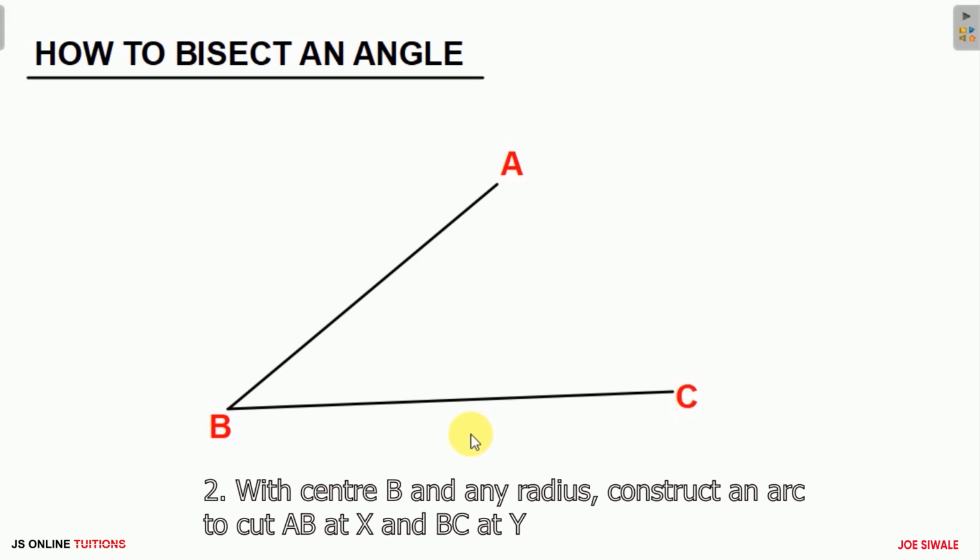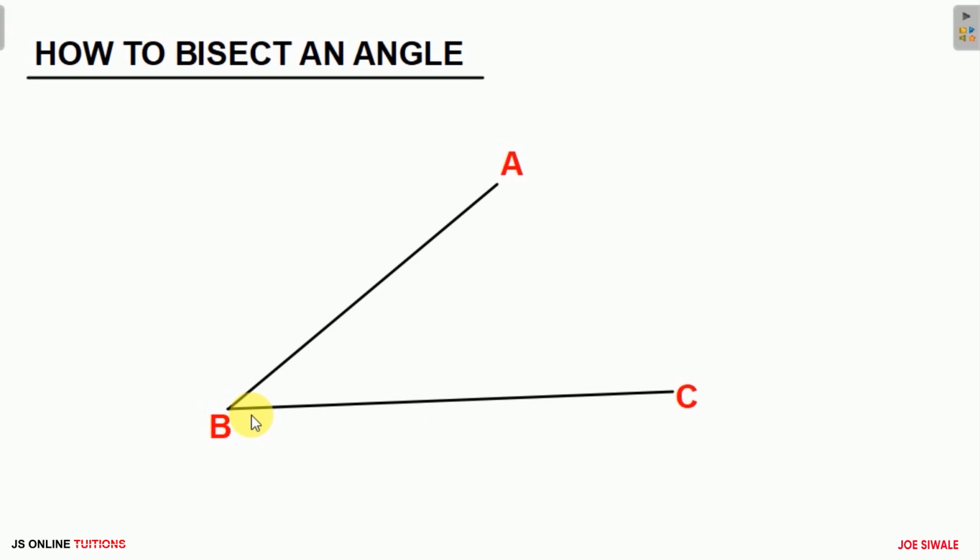BC at Y. So using our compass there, we need to construct 2 arcs. So we're going to construct one arc starting from point B to cut line AB, and starting from point B to cut line BC. So let us do that. So let us get our compass. So we're going to put our compass on angle B there. So with point B and any radius, we need to construct an arc to cut line AB at X and BC at Y. So let us do that.